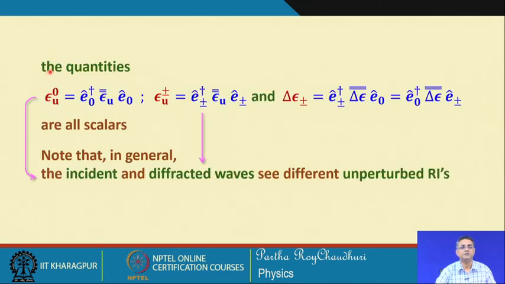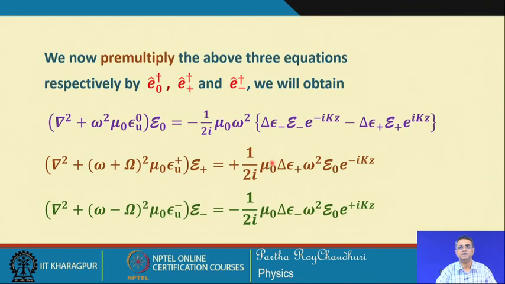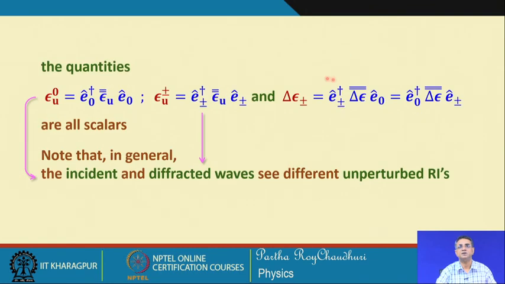Now, because you are pre-multiplying these quantities with this, they will give you a scalar quantity. Here also this will give you a scalar quantity, and for the terms delta plus minus epsilon, you get this quantity, because you already have this and you are pre-multiplying with this quantity. So these are all scalars. The incident and diffracted waves see unperturbed refractive indices.